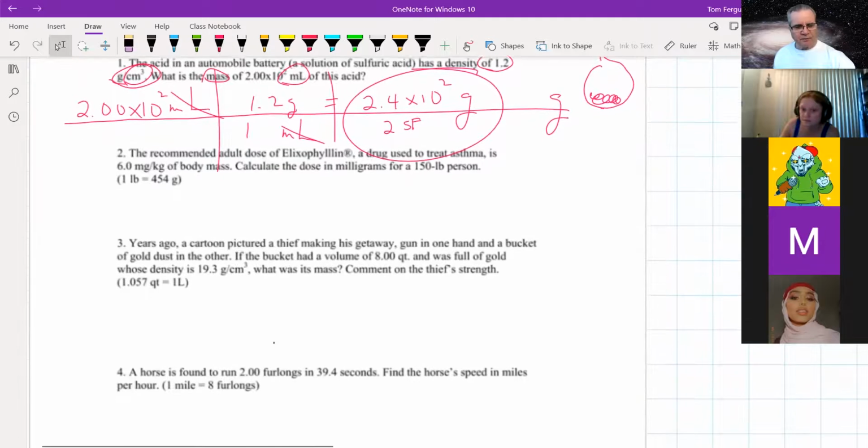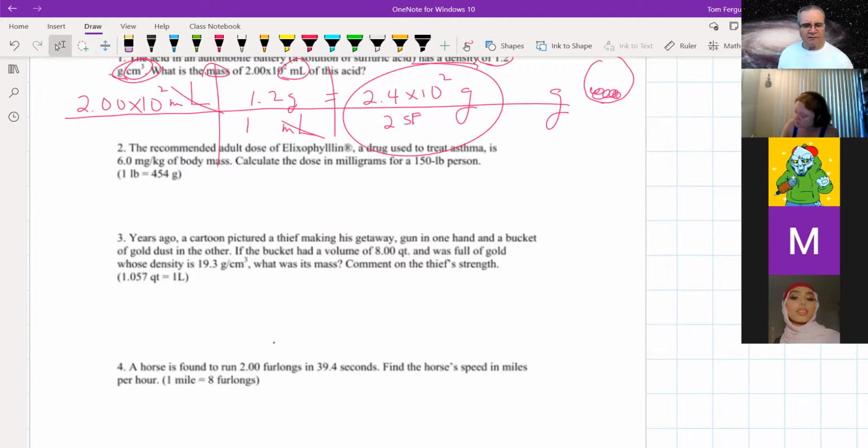Number 2 is a frequent problem that pharmacologists will use at a pharmacy when they're trying to figure out dosage. Also, veterinarians do this probably more than the pharmacy people. They have to predict a dosage based on body weight. So the dosage in this case is 6 milligrams per kilogram of body mass.